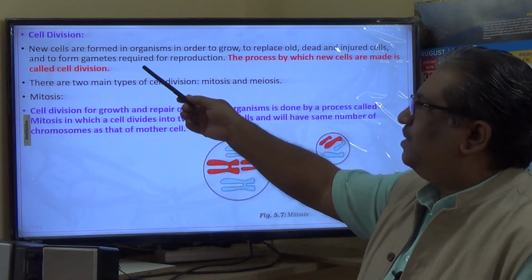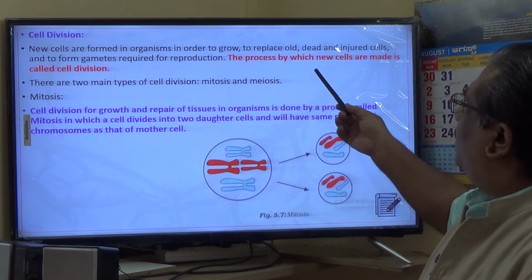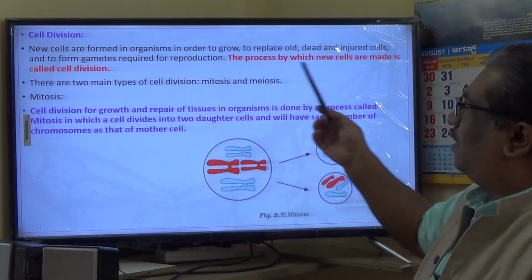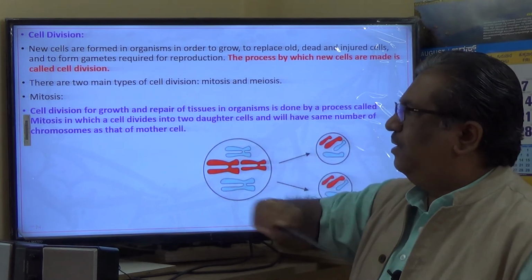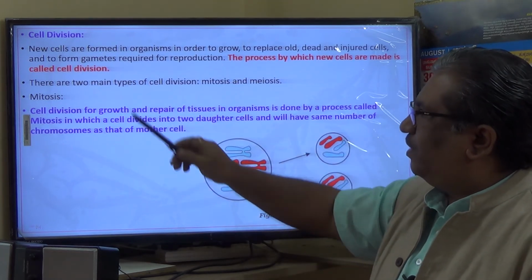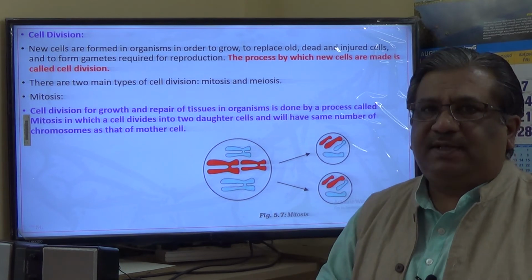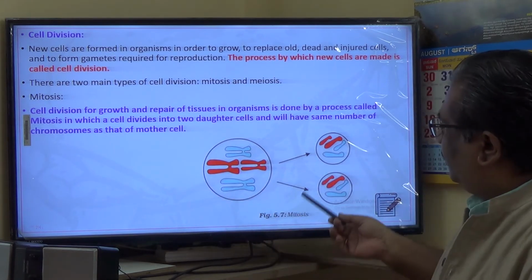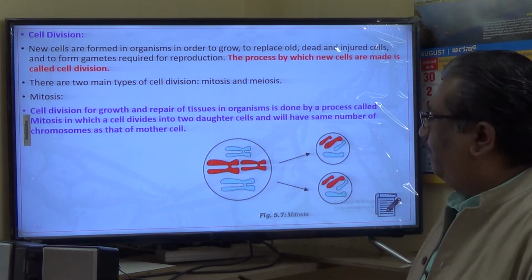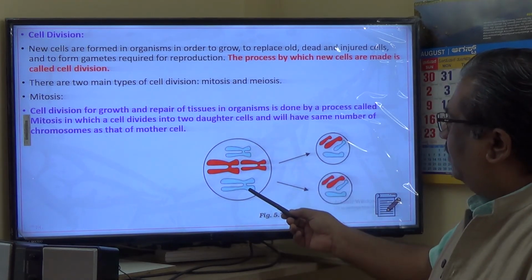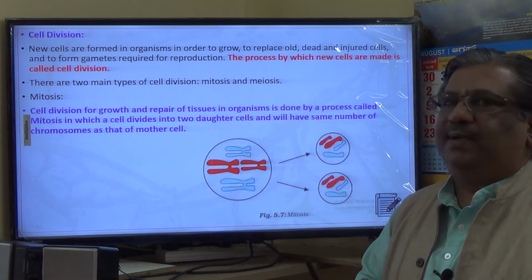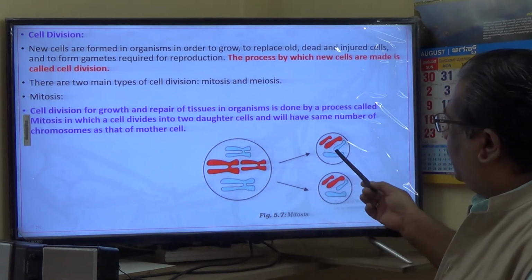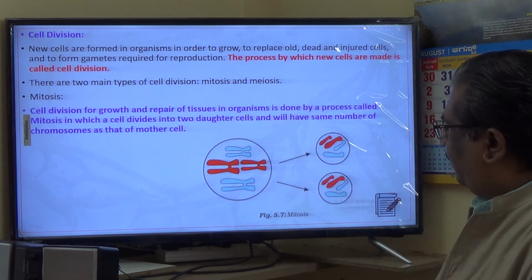So what is cell division? The process by which new cells are formed is called cell division. Mainly there are two types, mitosis and meiosis. What is mitosis? Here you can see the picture, taken from the 9th standard book. One parent cell, which can also be called a mother cell, will divide into two daughter cells.